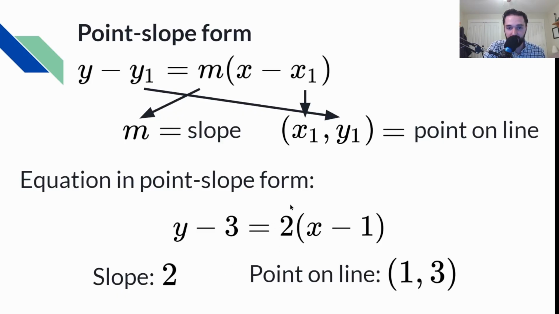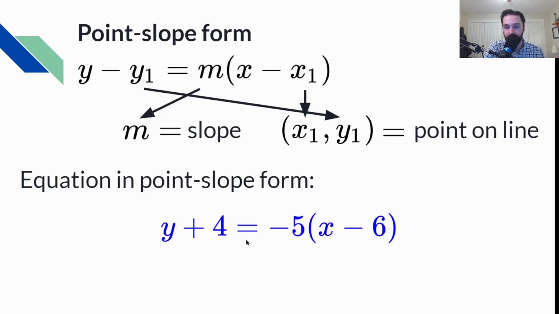All right, we look at it and we see that this number here in this slot, that's the slope, that's 2. And we can also look at these numbers here and say those are the coordinates of a point on the line. All right, (1, 3).